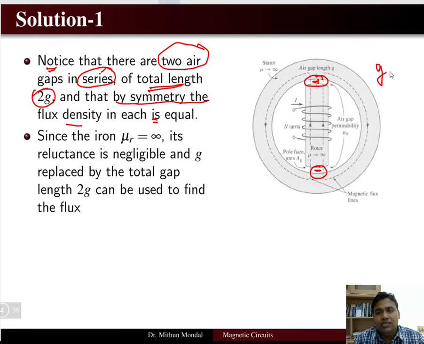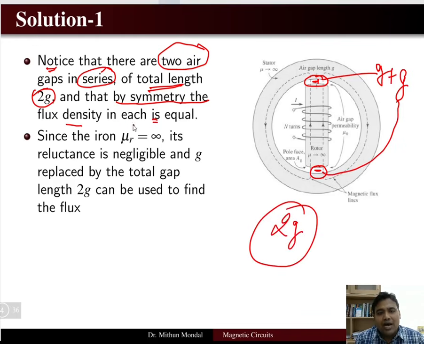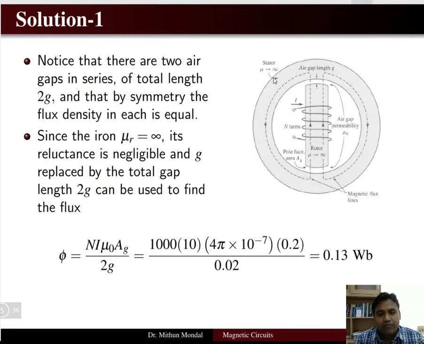So if g is the air gap length of this, so another g will be adding up from this side. So the total length of the air gap will be 2g. Now the iron is having infinite permeability, reluctance is negligible, and g will be replaced by the total gap length 2g, which can be used to form the flux. So in this case there is no role of iron because there will be no reluctance in the iron. Then in that case the first thing that you have to determine is what is the flux.